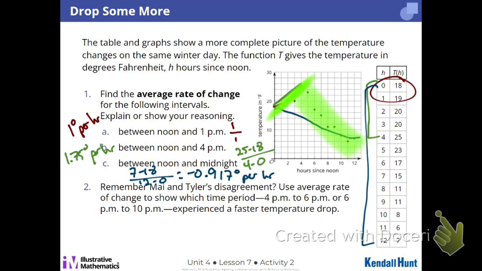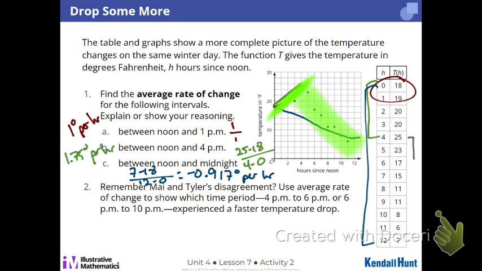Okay? It's all about communication, and just always know, sometimes you need more information for a situation. Data can be misleading. You guys know that? Yeah. It can be misleading. So thinking back to May and Ty's disagreement, which time period, 4 to 6 or 6 to 10, had the faster temperature drop? Raise your hand if you think 4 to 6. Raise your hand if you say 6 to 10. Okay, there's only one way to find out.